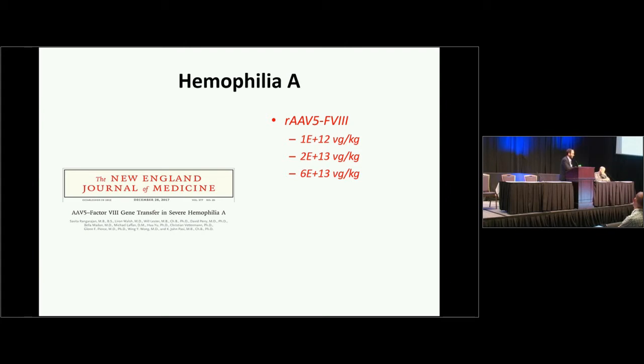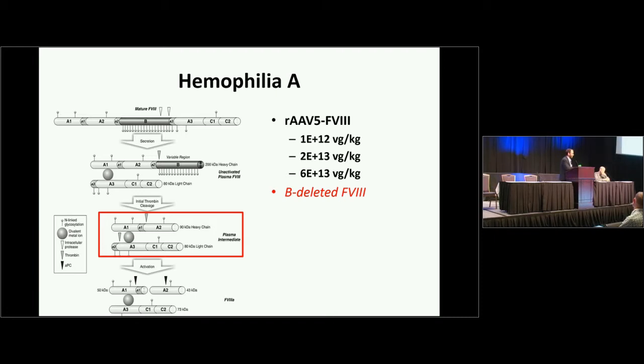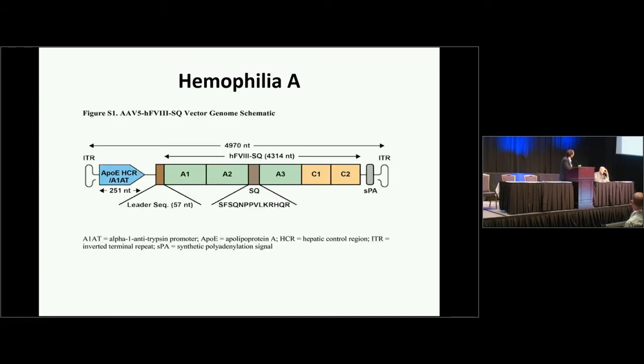So for the hemophilia A clinical trial recently published in the New England Journal with the dose escalation, this involved a B-deleted factor VIII, because the very large factor VIII protein can't be, the cDNA won't fit within the constraints of an AAV vector. During activation, the B domain is normally deleted, and this is a strategy for building a vector including only the A and C domains with the linker, and this was driven by a liver-specific promoter.